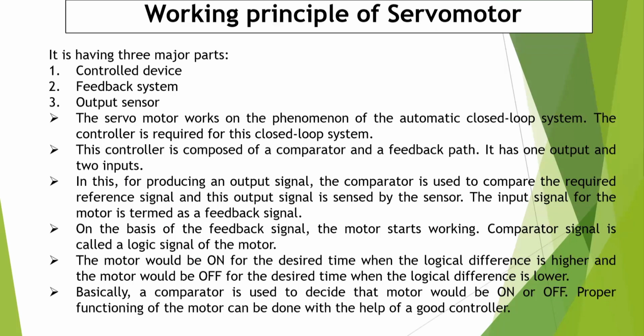Output sensor. So the sensor depends on whether it's a Hall sensor or any other sensor. It depends upon the kind of application, right? It's a closed loop system first of all, but over here I want to emphasize that open loop systems are more stable as compared to closed loop systems. So this controller is composed of a comparator and a feedback part. So we are producing an output signal.